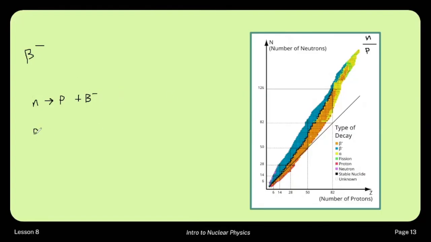And then when a proton turns into a neutron, we lost a positive charge, and we account for that with an additional beta plus particle. So this is beta plus decay.